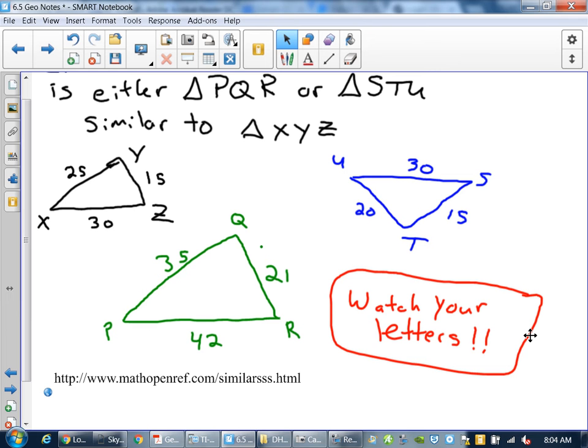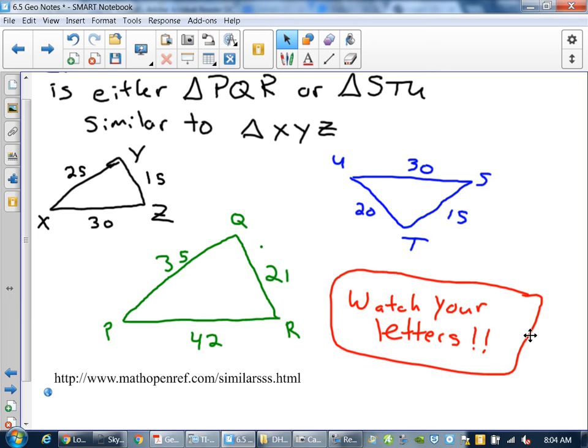I went to XY for the second one. That was 25. The first two letters of the other one was PQ, 35. And then the last one, XZ, PR is 42. So I'm going to check these three fractions. Well, that's 5/7. That is 5/7. Hey, that is 5/7. So that's how you check how they're similar.